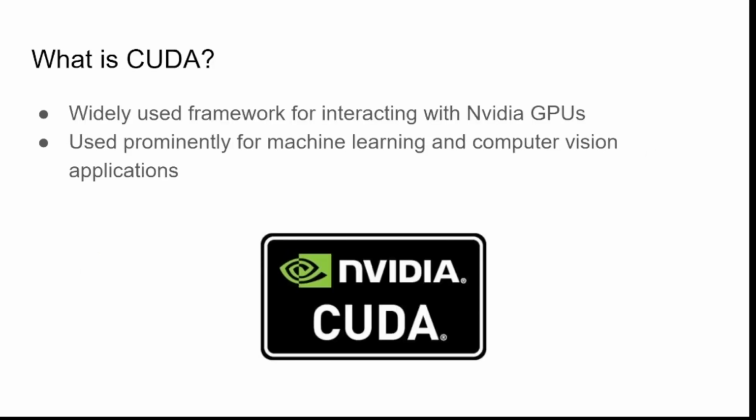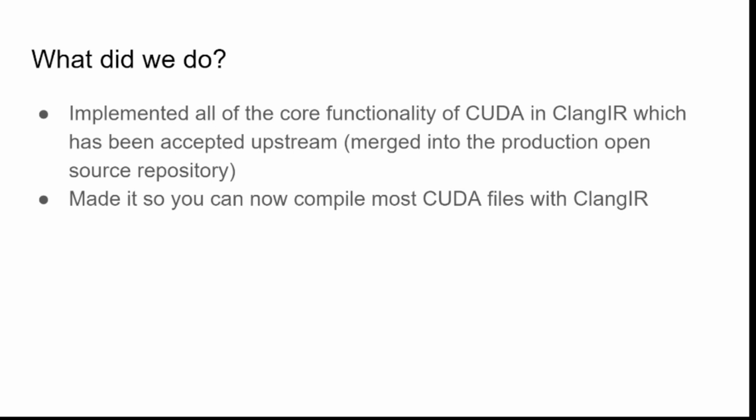CUDA is a widely used framework for interacting with NVIDIA GPUs. It enables you to write code to be executed on the GPU. It can be used for a wide variety of applications, most prominently machine learning applications such as large language models and computer vision. Our project was to provide CUDA support for ClangIR, which was previously entirely unimplemented.